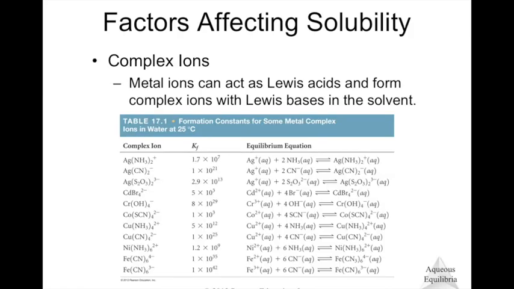Other factors that can affect solubility are complex ions. So metal ions can act like Lewis acids and form complex ions with Lewis bases in solvents. These are some examples of some of these complex metal ions. It's unlikely you would see something like this, or at least less likely. But if you recognize some of these, just keep your eye out for these metals. They'd like to ask you about this one a lot. Silver ammonium ion complex. If you see these heavy metals and things like that, then maybe that can set off some warning bells in your brain.